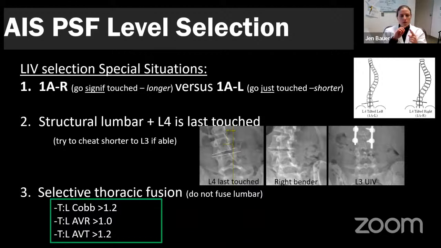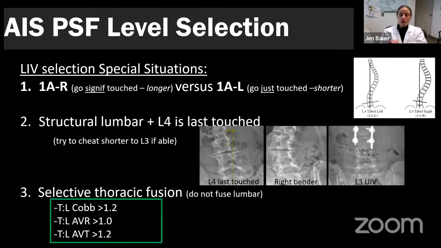One, does the curve go to the right away, or does it start to go to the left? That's a special modifier. So if it's a Lenke 1, like our patient with a main thoracic curve, and an A, so the lumbar curve is straight up at the center and not a big curve, does it go to the right, 1AR, or does it first go a little to the left and then go to the right? If it goes to the right, you want to fuse a little bit longer because you're going to end up being imbalanced if you don't.